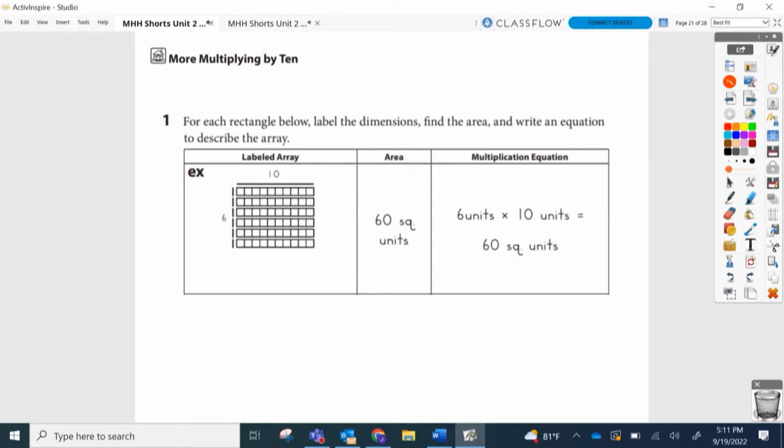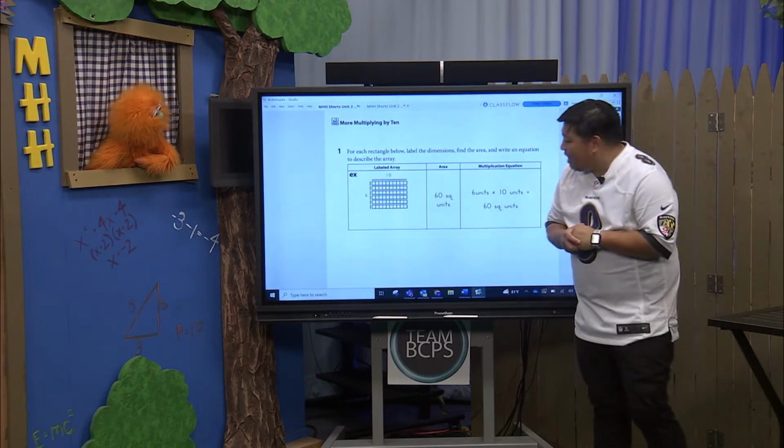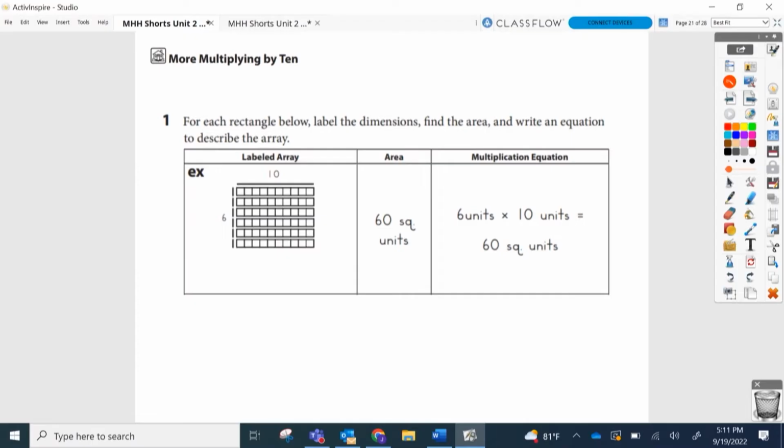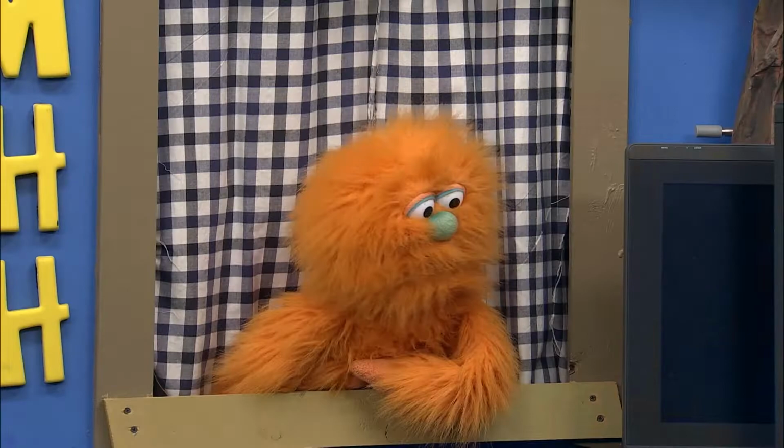All right. So like I said, we're building arrays using different models here. For this first one, we're looking at the rectangle below. We're going to label the dimensions, find the area, and write the equation to describe the array. In this example, we have an array of 6 by 10, and that's going to give us an area of 60 square units. And the multiplication equation is going to be 6 units times 10 units, which gives us our 60 square units.